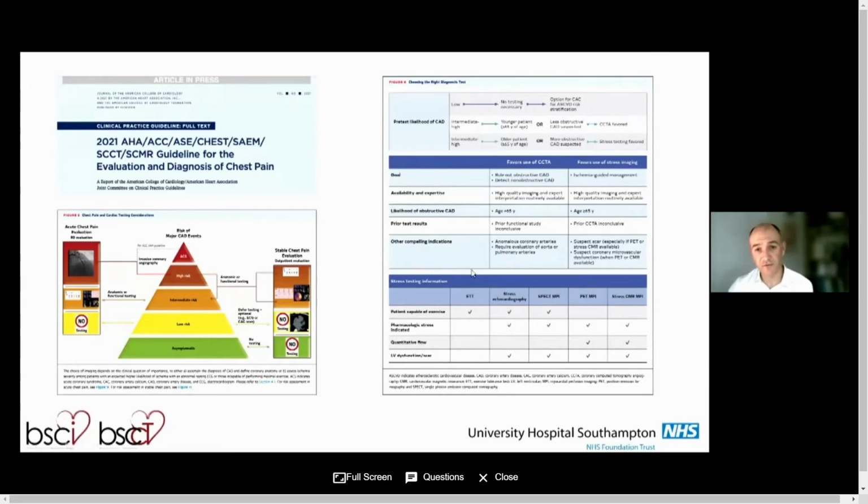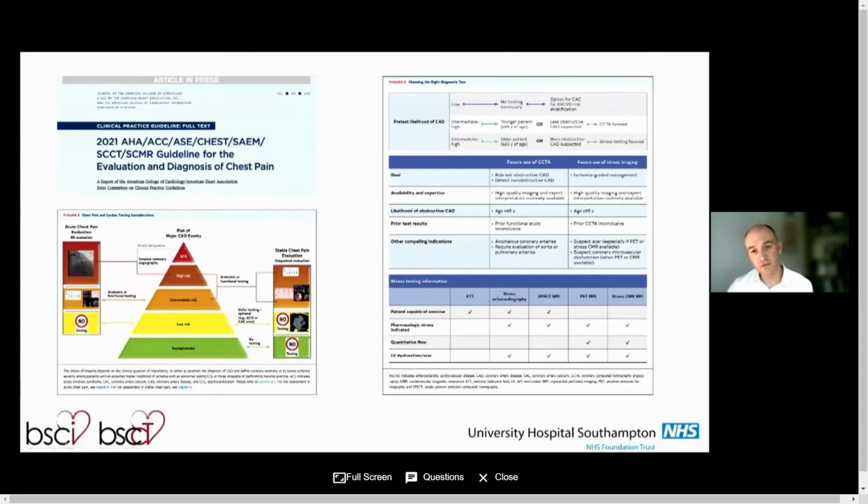And for functional testing, this could be either exercise tolerance test, stress echo, SPECT, PET myocardial perfusion, or stress CMR, which they particularly say is very good for assessing flow, looking at LV dysfunction and scar, as well as using pharmacological stress agents such as the adenosine we used in our case.